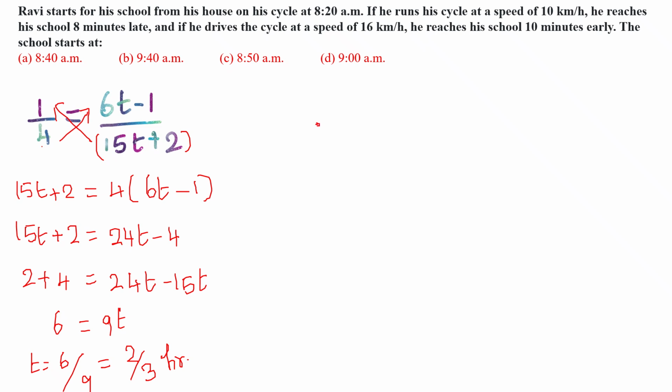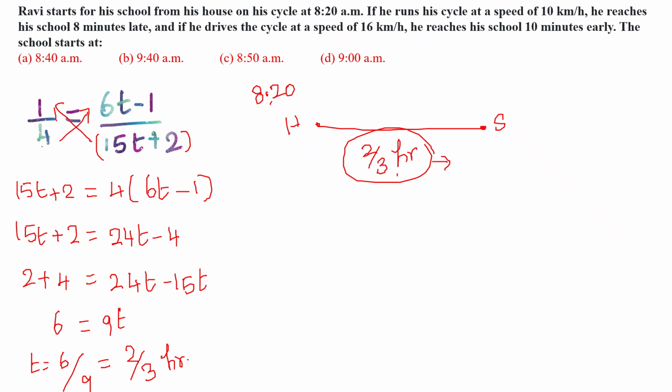So still here our question has not arrived at an answer. So here home and here school. The boy starts at 8:20 a.m. So to reach the school, it will take how much time? It is 2 by 3 hour of time that has been taken. So we need to add this time to this 8:20, so that we will get the starting time of the school. For that, first we need to convert this hour to minutes, because we don't know 2 by 3 hour means how many minutes. So we are first converting that to minutes. 1 hour is 60 minutes. Then 2 by 3 hour is going to be 2 by 3 into 60. So if we cancel it, we will get 40 minutes.